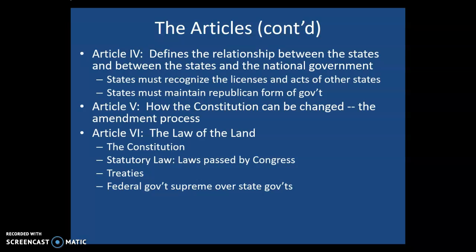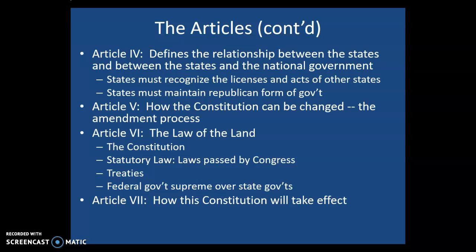Any state law that should be in conflict with any of the items above it on this list will be considered unconstitutional and void. And the last article is Article 7, which basically details how the Constitution was to go into effect. Of course, Article 7 is no longer relevant because our Constitution has been in effect now for over 130 years or so, 140 years.